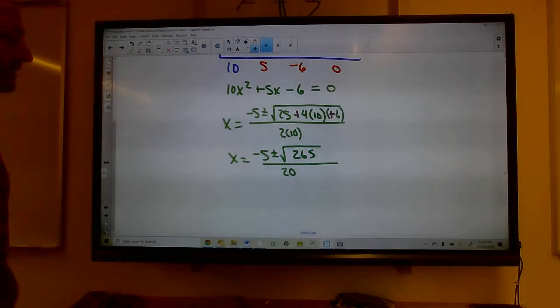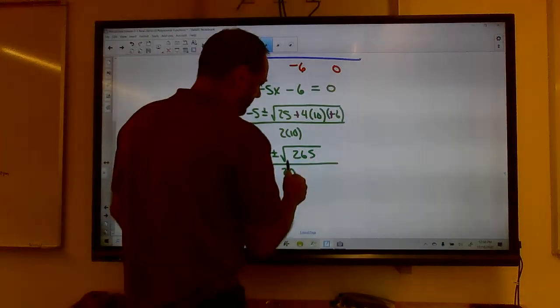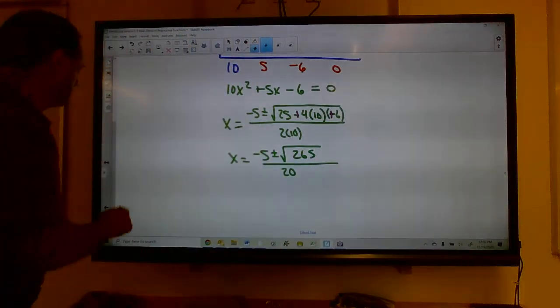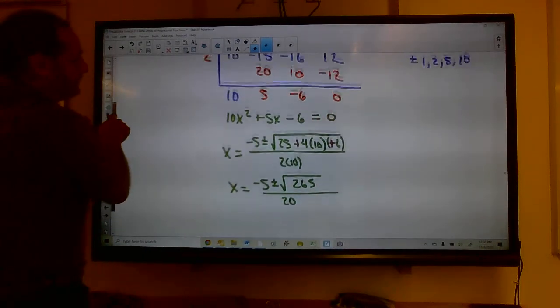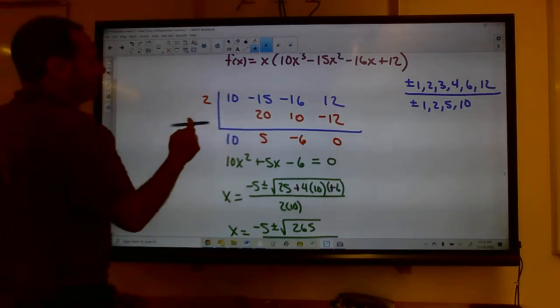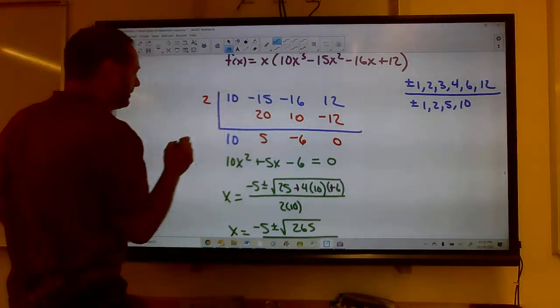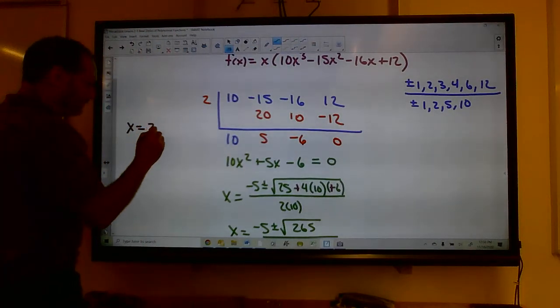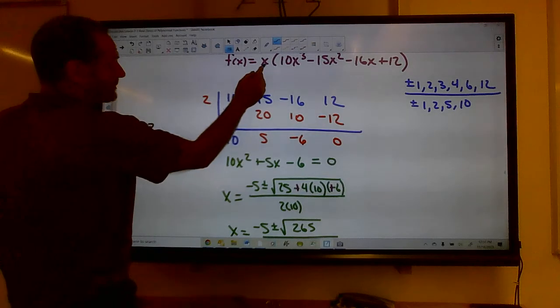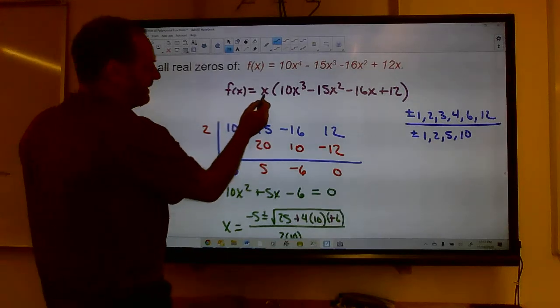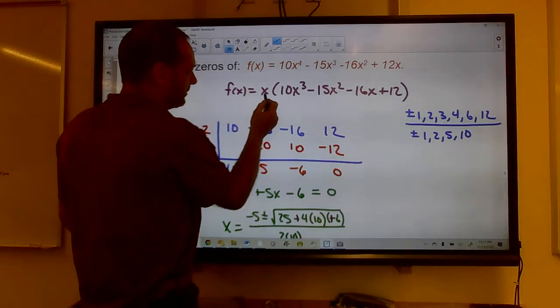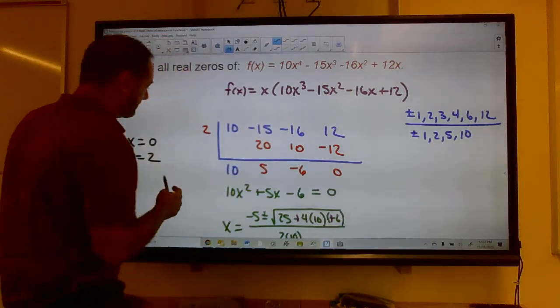Those are not going to be rational numbers. This is not a nice square root right here. So what did it ask me to do? It said find all the real zeros. Well, I found the real zeros. So one of my zeros is going to be 2. One of my zeros is going to be 0 because that was the first one that I found when I factored out the x. So if you just have an x, that means that it's going to be 0.